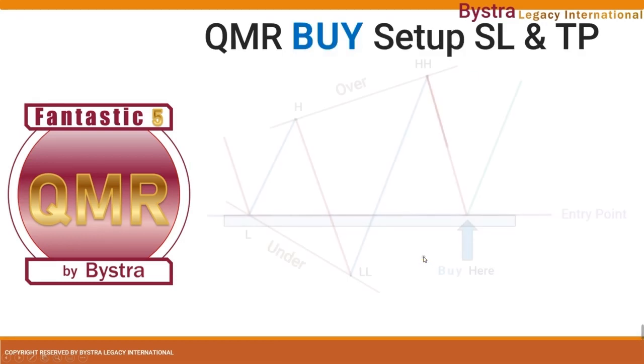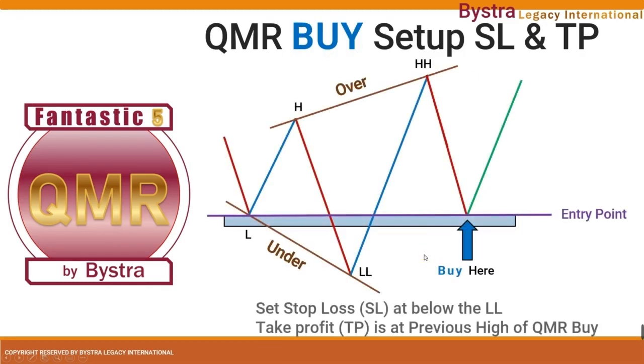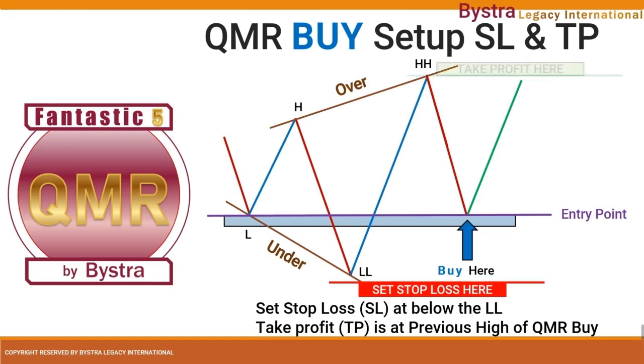Now let's have a look at the buy setup for the QMR. In this case, the stop loss will be below the lower low of the QM, which is the head of the QM. So we will set it a little bit lower than the lower low of the QM. However, as I said earlier, if the stop loss is more than 30 pips, you can either monitor the price, or the best thing is to use the NORA entry for your setup, so that you mitigate the risk and have a much smaller risk but a higher reward. The take profit will be at the previous high of the QMR buy in this area here, which is the previous resistance.